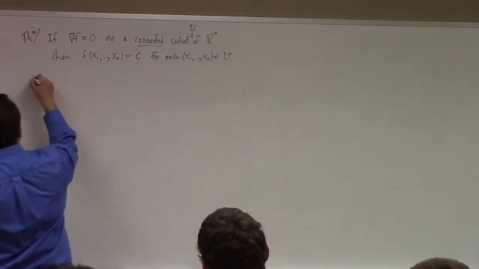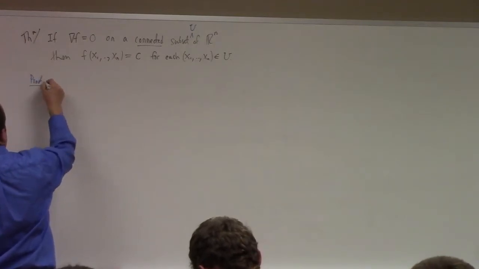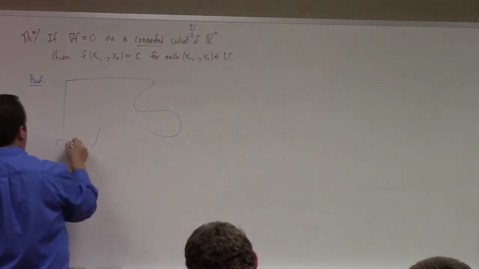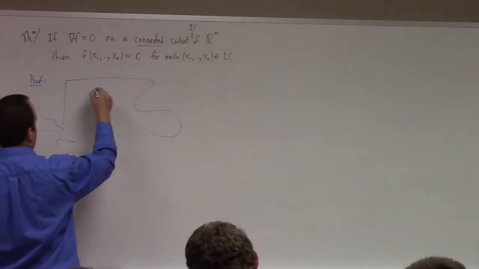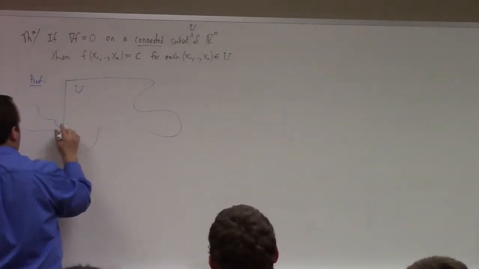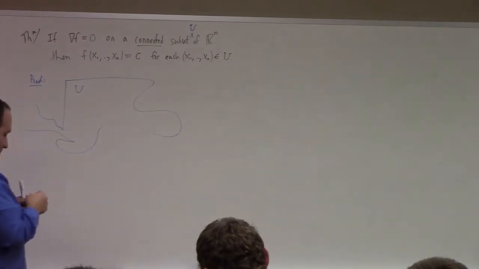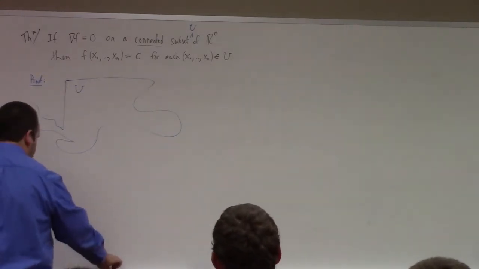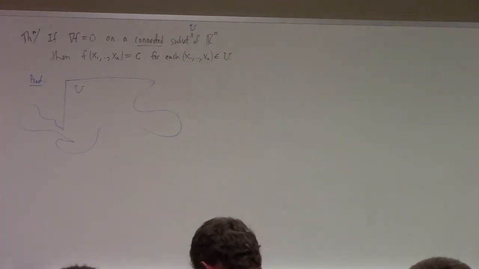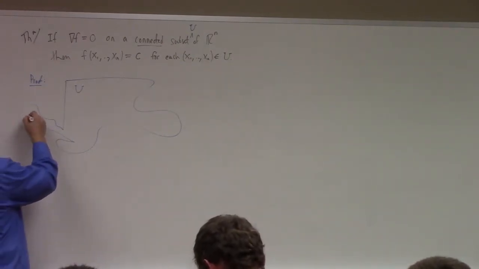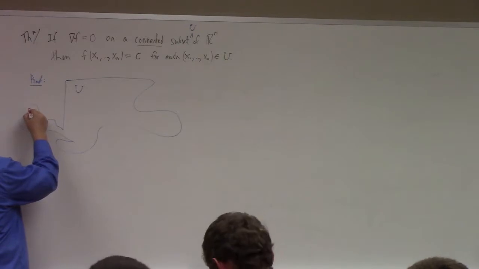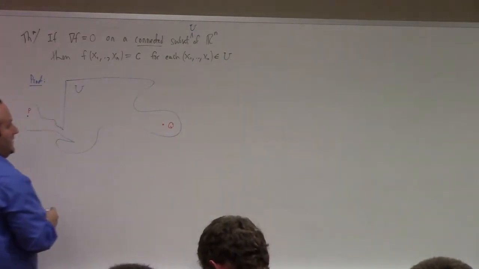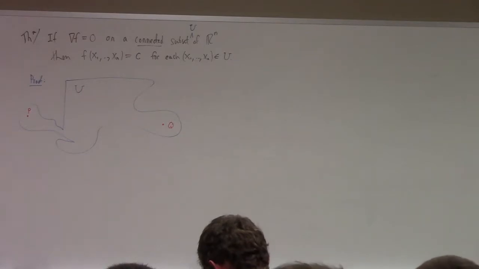How do you prove that? So here's a picture. Here's U. I'm claiming it's constant, right? So take any two points you like. Here's a point P, here's another point Q. If it's connected, what does that mean you can do?